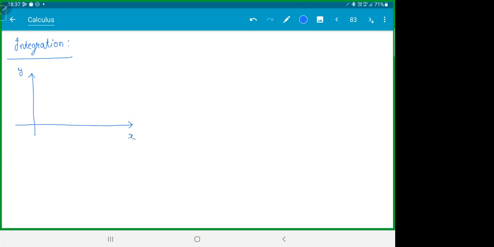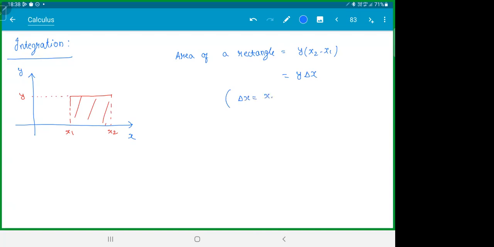Let's say we have a simple rectangle with y, x1, x2. So the area of a rectangle is given by the breadth into height, that is y into x2 minus x1. We can simply call this y into delta x. Delta x is nothing but the change in the x coordinate. This is simple. We learned this in the basic stuff. This is the area of a rectangle.